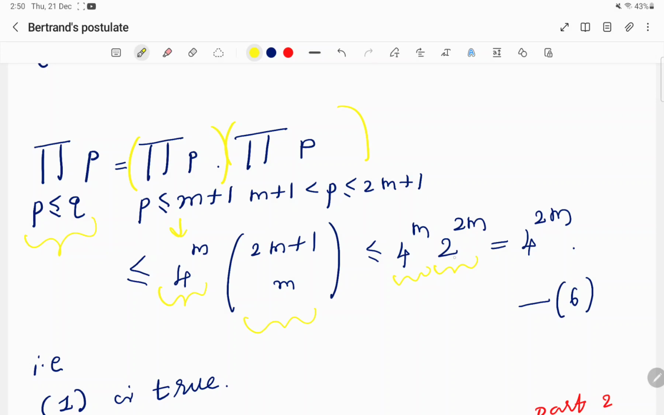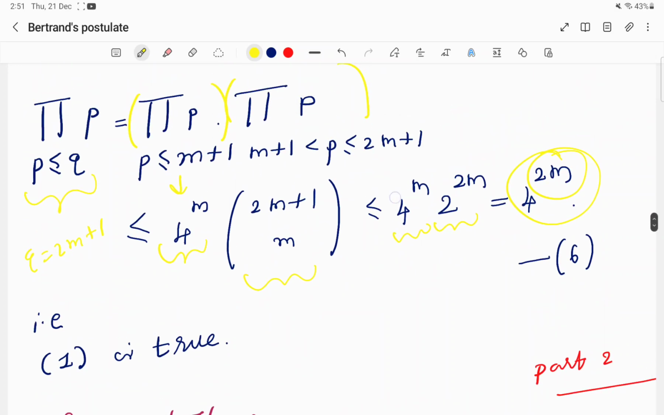So together we can write it is 4 raised to 2m, right? Because 2 raised to 2m is 4 raised to m, so by the exponential rule 4 raised to 2m. Because q is equal to 2m plus 1, you get that it is less than or equal to 4 raised to 2m plus 1 minus 1. So by induction this is true for q, I mean true for every x, because we are able to prove that it is true for q.